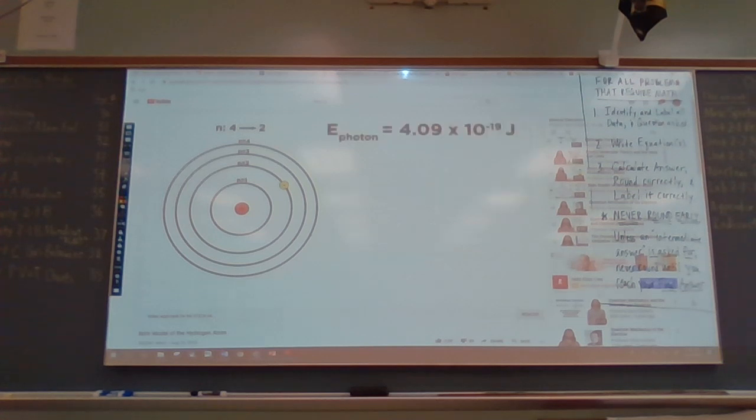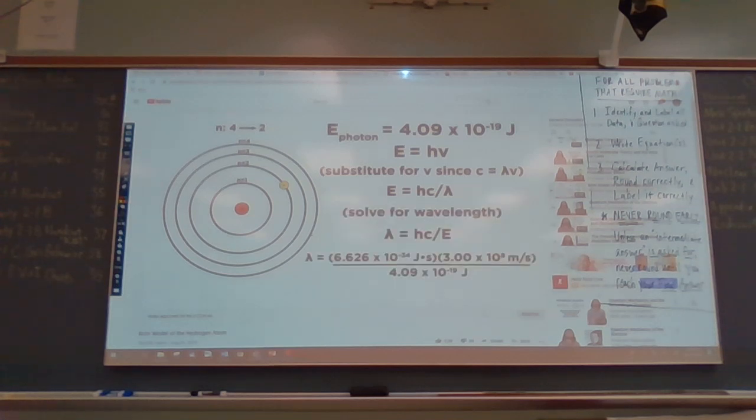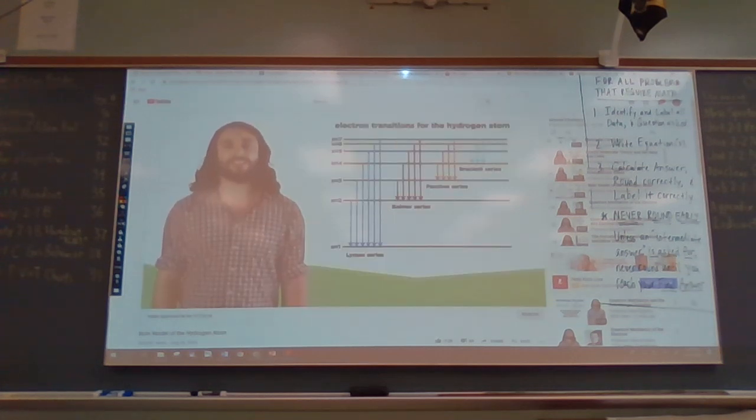From energy, we can get frequency, and from frequency, we can get wavelength. We group the transitions according to the energy level they land on. All the ones that end on n equals 1 are called the Lyman series. The ones that end at n equals 2 are the Balmer series, and so forth. Notice that the energy level gaps decrease as n increases, and n equals infinity is actually a finite distance from the nucleus. If an electron goes beyond that, it is considered to have been ejected from the atom.